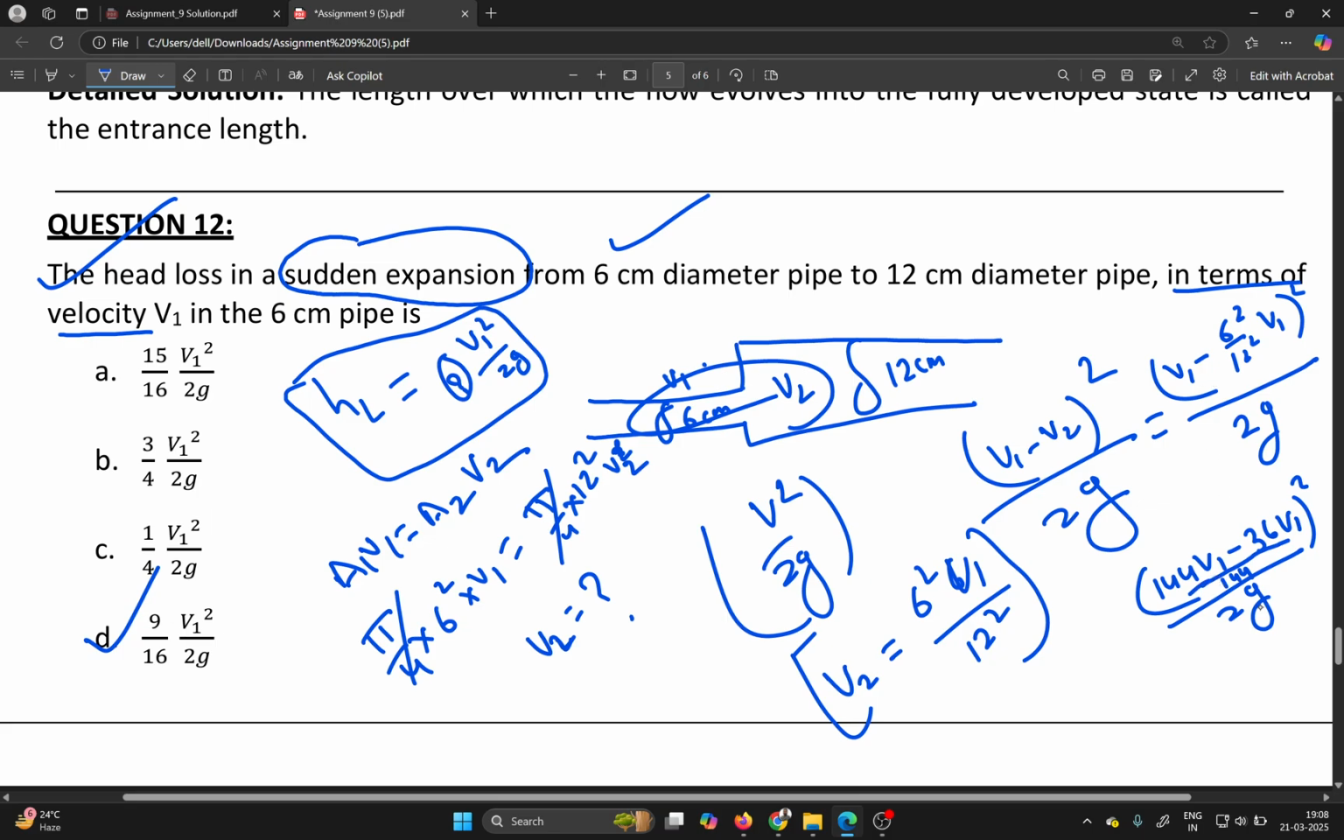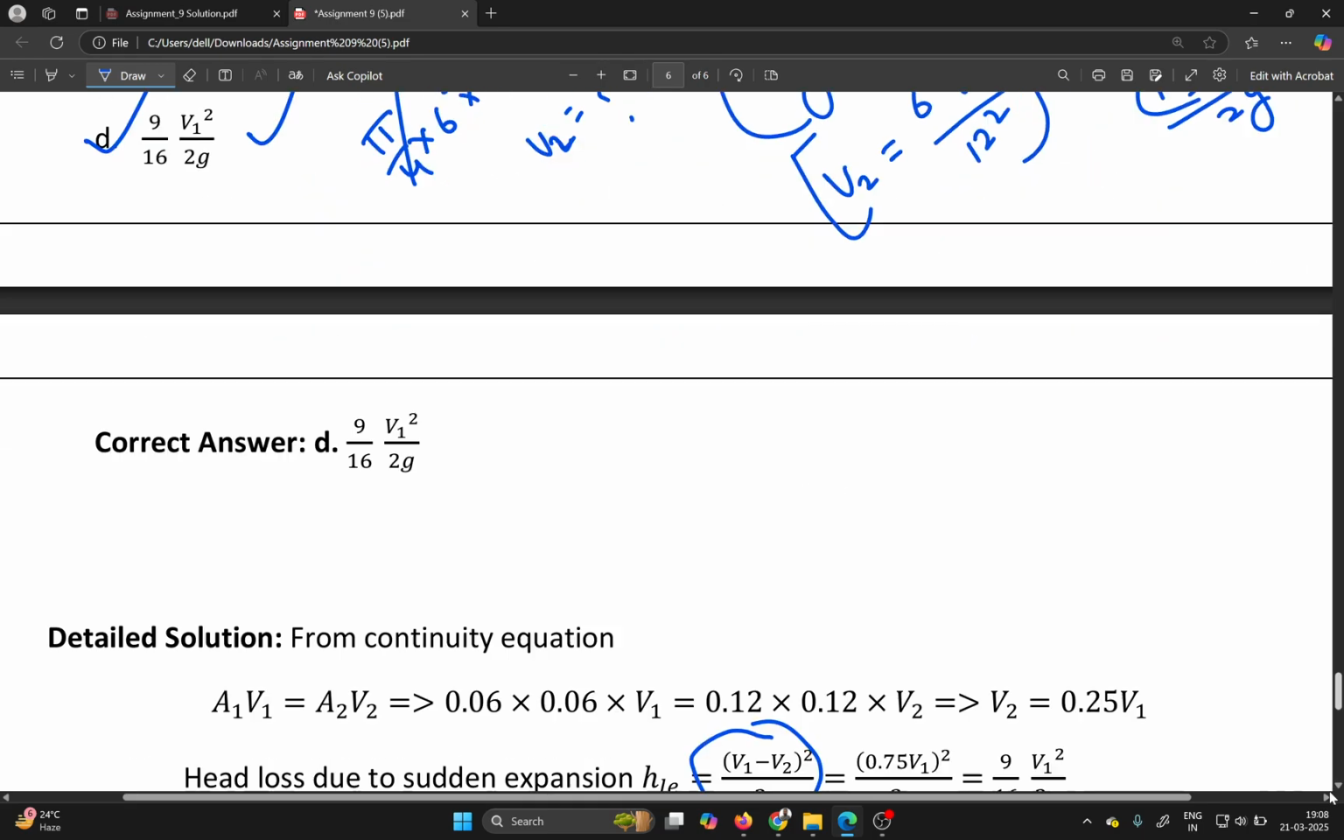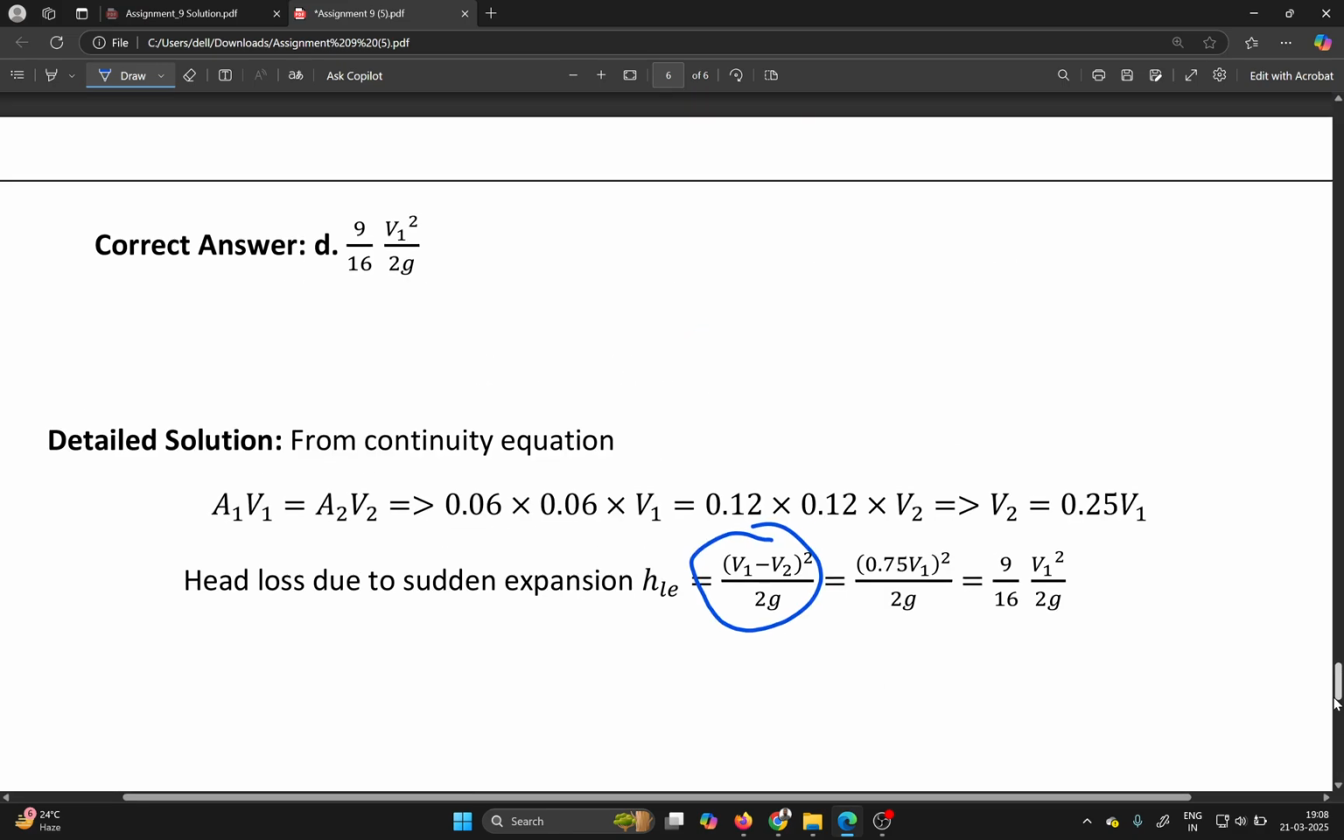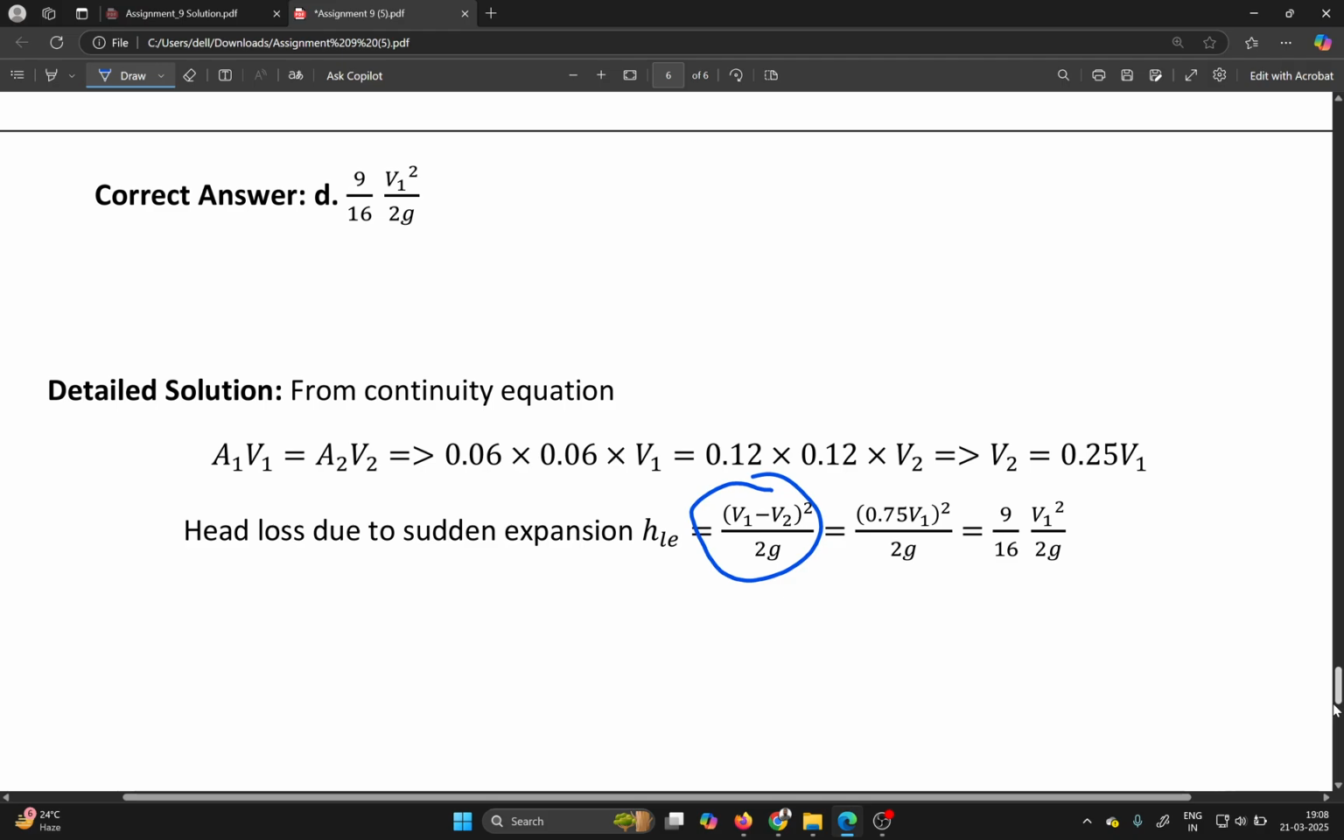144. Then after calculation you will get this, under the whole square, remember. Then after the calculation you will get this one. Okay, let me just show you the calculation. Or you can go through that also. That is 75% of the V1 divided by like that. So you will get the formula. You will get the answer.